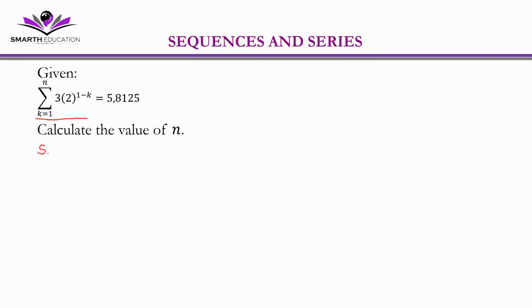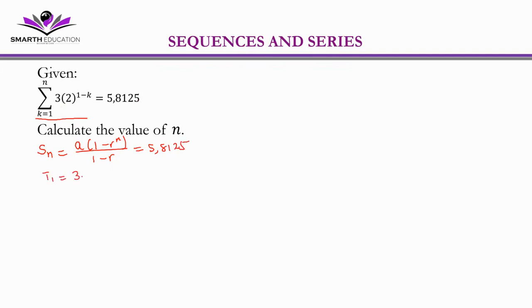So we have to use our formula: S_n is equal to a(1 minus r to the power n) over 1 minus r. Let's find our first three terms here, because we're going to equate this to 5,8125.